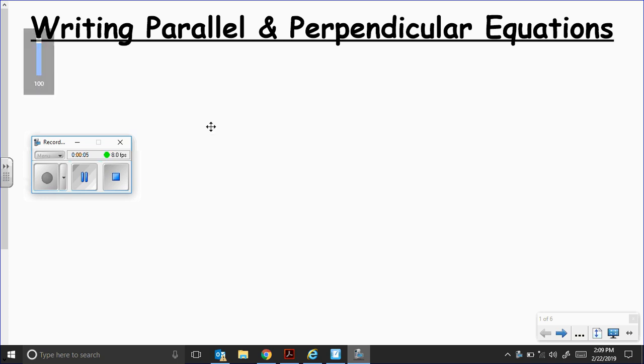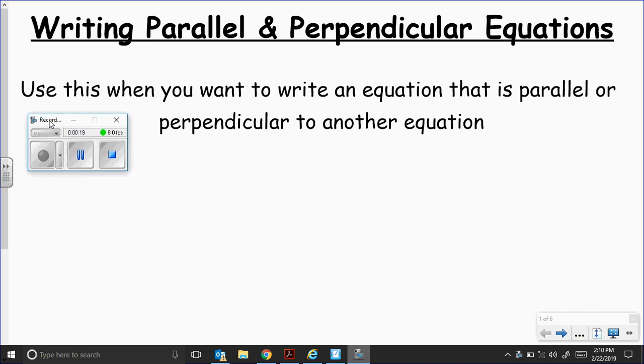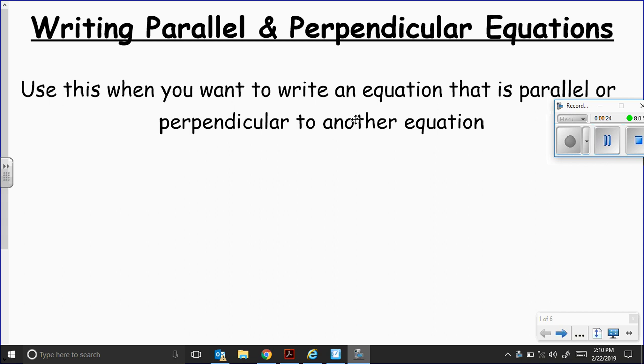All right, so now we're going to talk about writing parallel and perpendicular equations. We're going to use this when you want to write an equation that is parallel or perpendicular to another equation. And there are just some reminders.